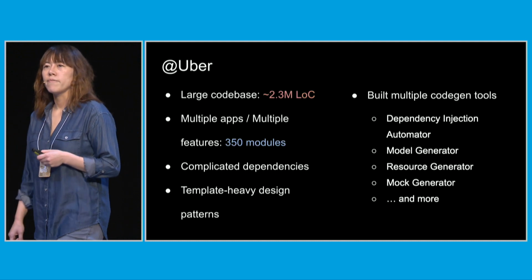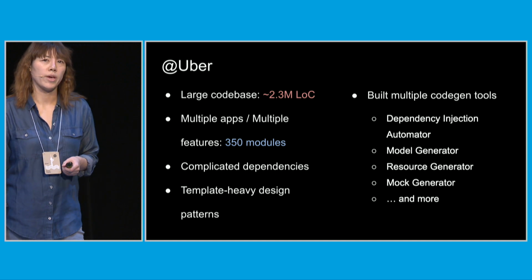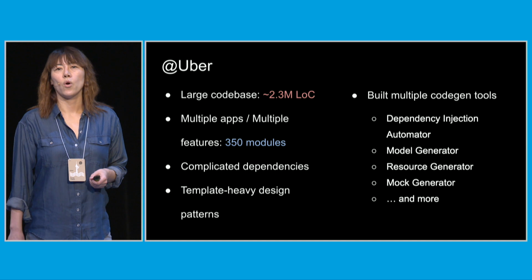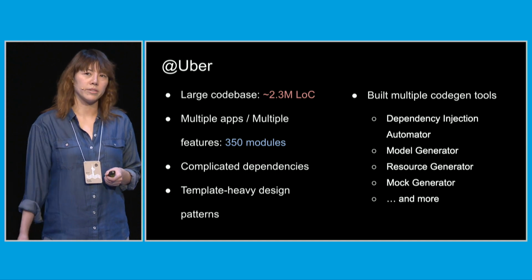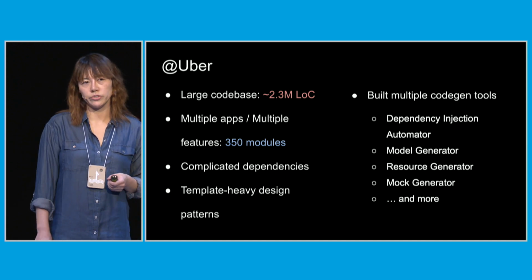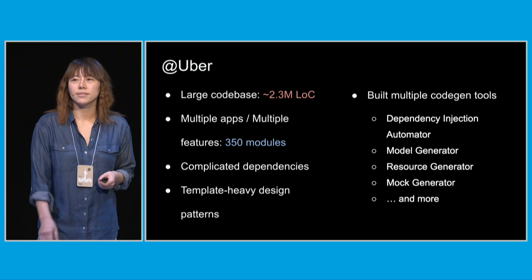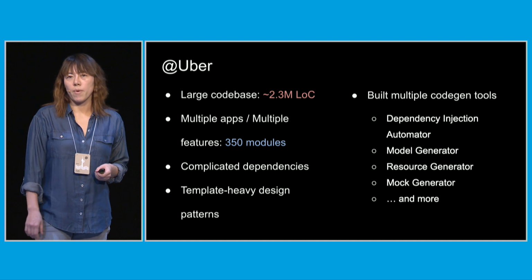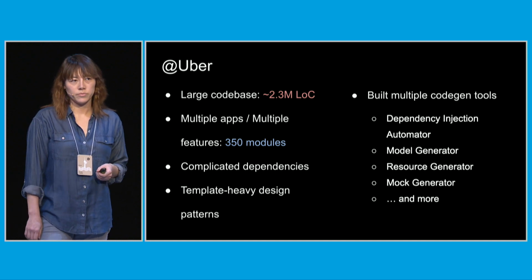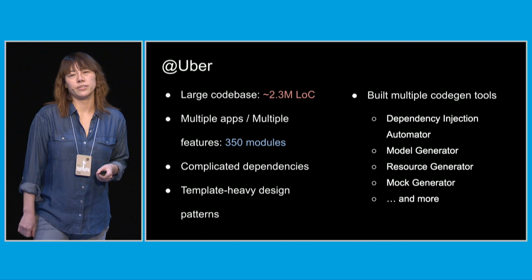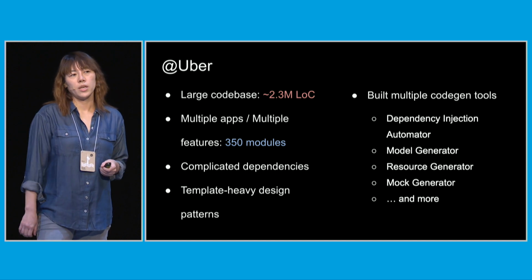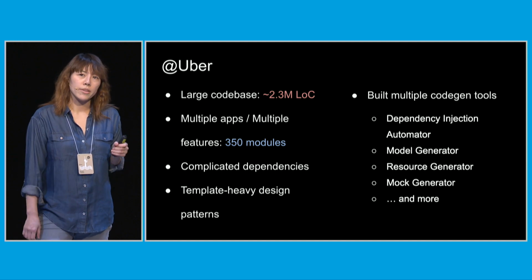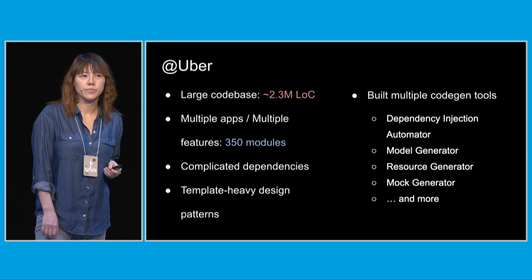At Uber, we have a very large code base. We have over 2 million lines of code. We have several apps, one for drivers, one for riders, one for bikes and scooters. Then there's Uber Eats and Uber Freight, and so on. And they consist of about 350 modules. We have very complicated dependencies among all these modules. And we are using a design pattern that allows nice separation, but is also template heavy.